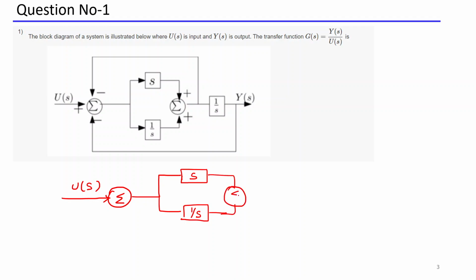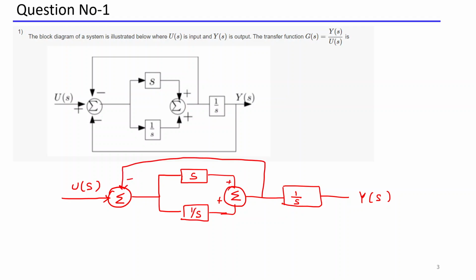Both are getting added up, both having a plus sign, and from this summing point another integrator is there, 1 by s. Now this is the whole output Y of s, and there are some feedback loops. From this point, one feedback loop goes back to this summing point with a negative sign. Also there is another feedback from the output to the input. This is one feedback loop. Now it is clear.